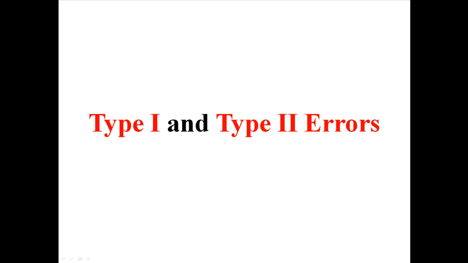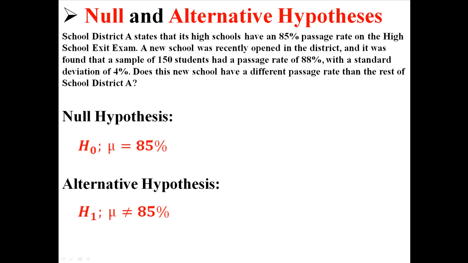Now before I start talking about type 1 and type 2 errors, I quickly want to go over my example from the last lecture about null and alternative hypotheses. School District A states that its high schools have an 85% passage rate on the high school exit exam. A new school was recently opened in the district, and it was found that a sample of 150 students had a passage rate of 88% with a standard deviation of 4%. Does this new school have a different passage rate than the rest of School District A?